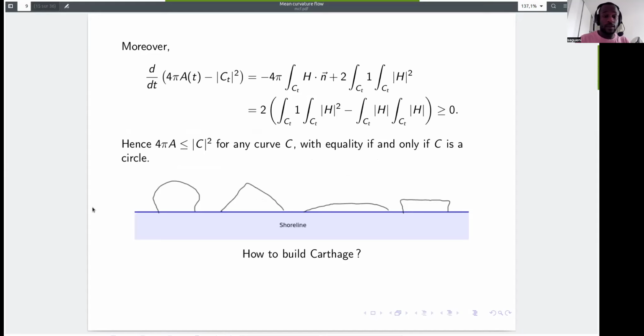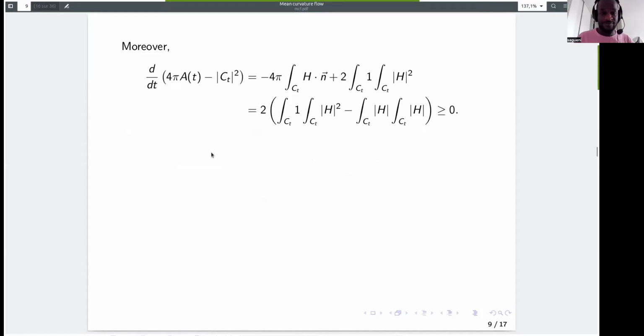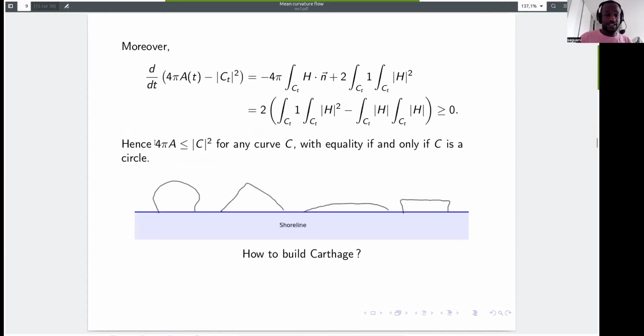So the goal is to prove that 4 pi times the area is less than the perimeter to the power 2. And this is the isoperimetric inequality. Okay, so this is the thing we're going to prove.